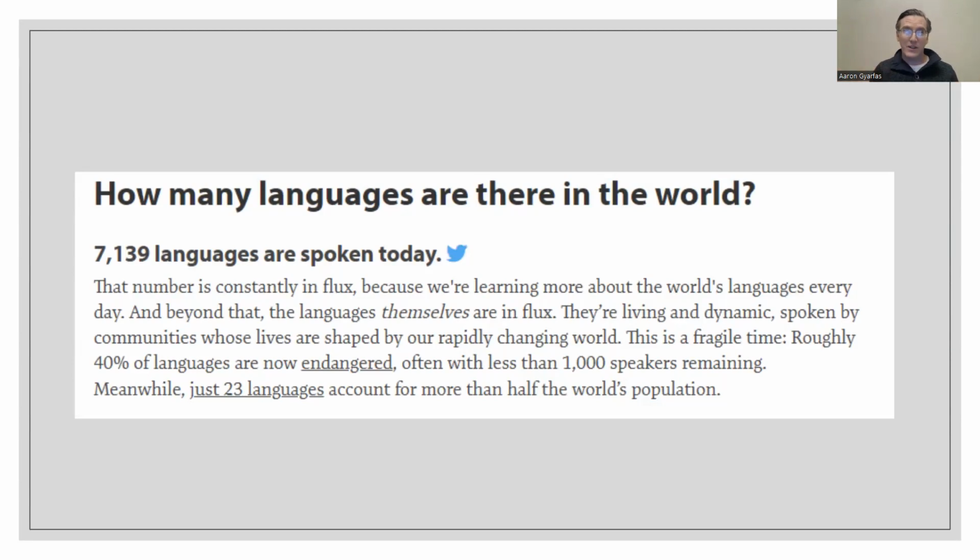And just 23 languages out of that 7,000 are spoken by more than half of the world's population. So you've got a very small number of languages being spoken by a few billion people, and then you've got a large number of languages that are being spoken by just a little bit.